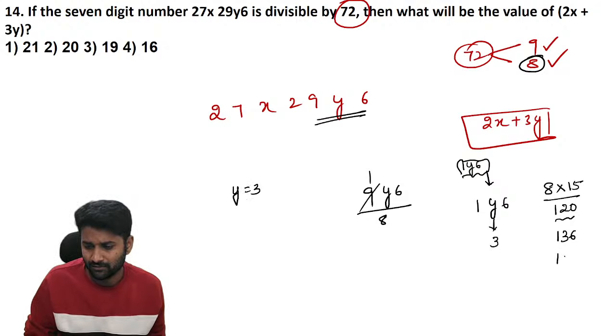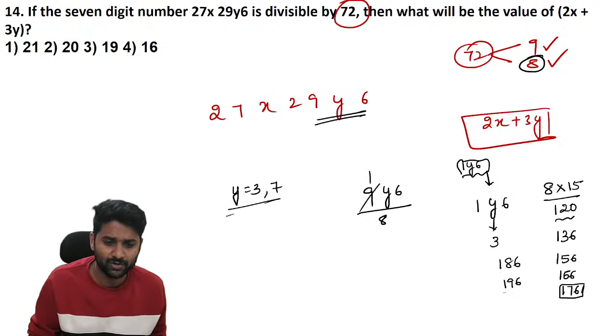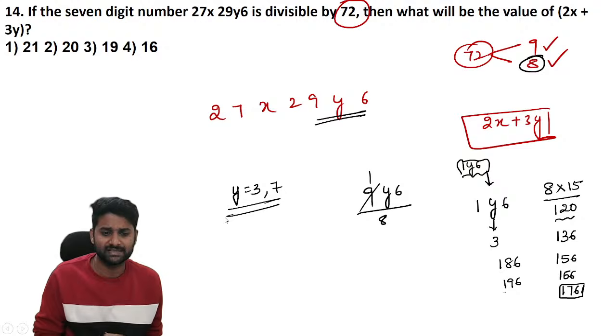Next one, 146 is not divisible. 156, is it divisible? No. 166, is it divisible? 176, is it divisible? Now 8 ones are 8, 8 twos are 16. Yes, 176. So here y can be replaced by 7 also. Now 186 and 196, no. So that's why the possible values of y are 3 and 7.